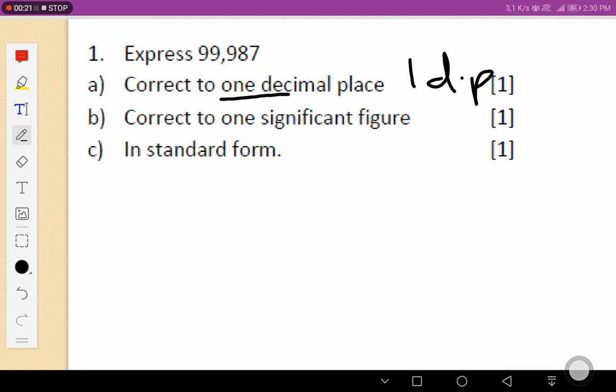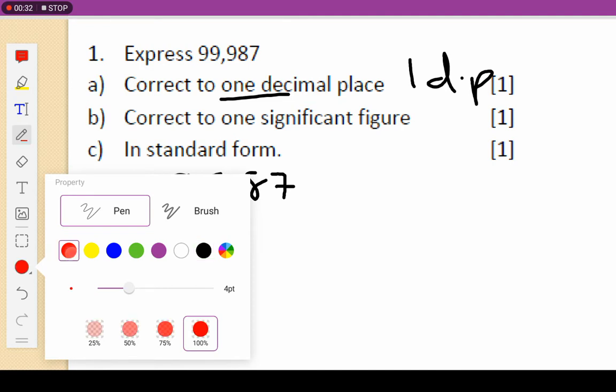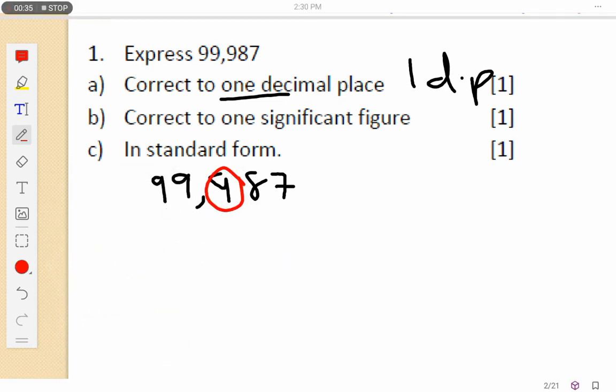When they say one decimal place, let me write the number, 99.987. It means we are going to go to our first digit after the decimal. That's the decimal 1 dp there. Now we go to the next digit and check, is it a number that is 5 and above? 5, 6, 7, 8, 9.